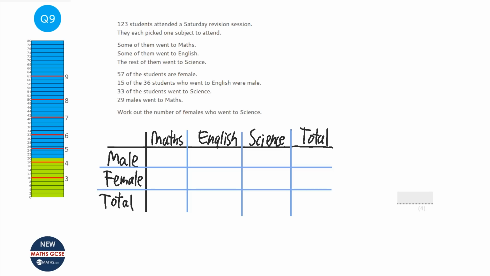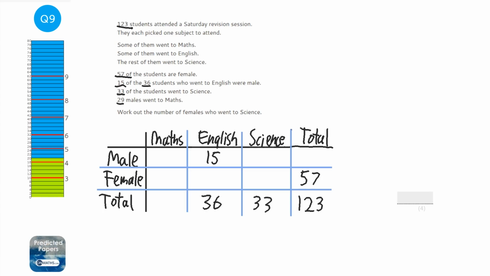Okay, the absolute total is 123. And we just go through it and fill in the bits we do know. So 57 of the students are female, so 57 females. 15 of the 36 students who went to English were male, so there's 36 students who went to English, and 15 of them were male. 33 students went to science, and 29 males went to maths.